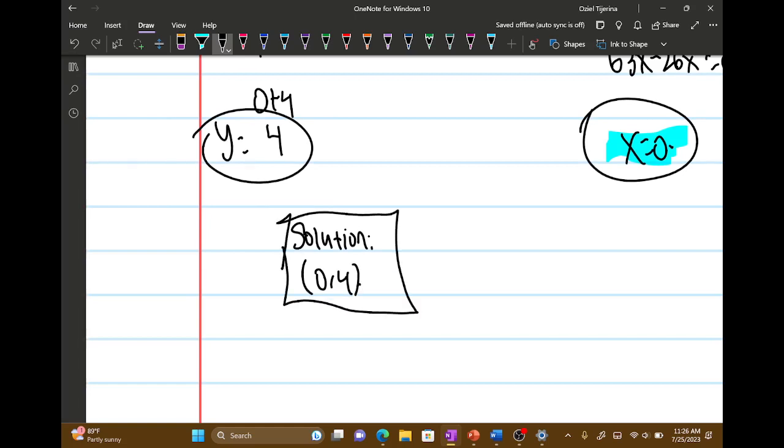And that is how you solve a system of two equations by substitution.